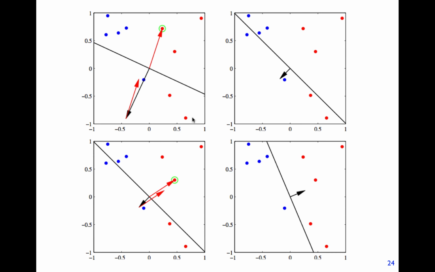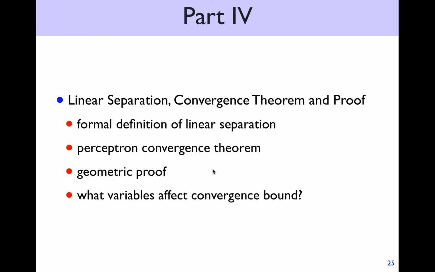Okay, so yeah, the perceptron will actually converge pretty fast, both in theory and in practice. So in the next part, we will prove the Perceptron convergence theorem, that the perceptron actually converges pretty fast.